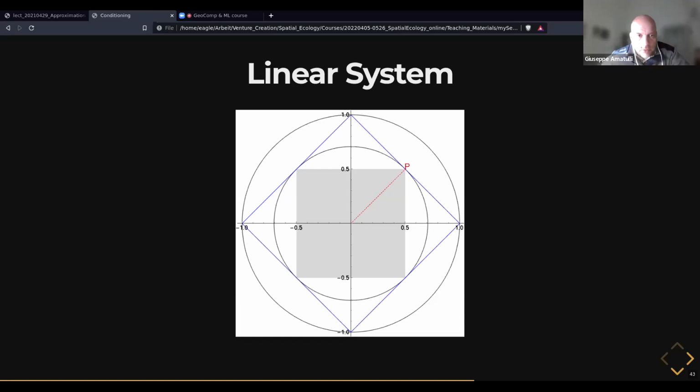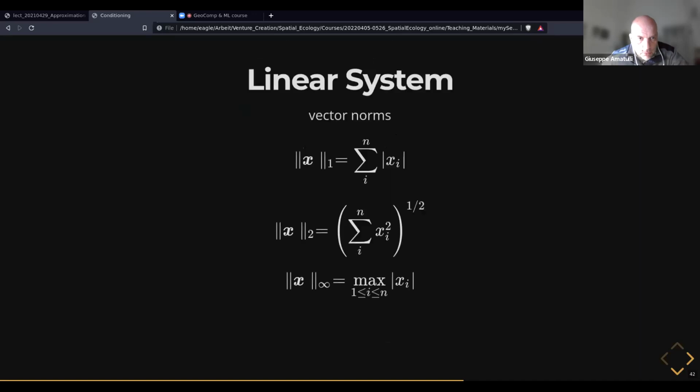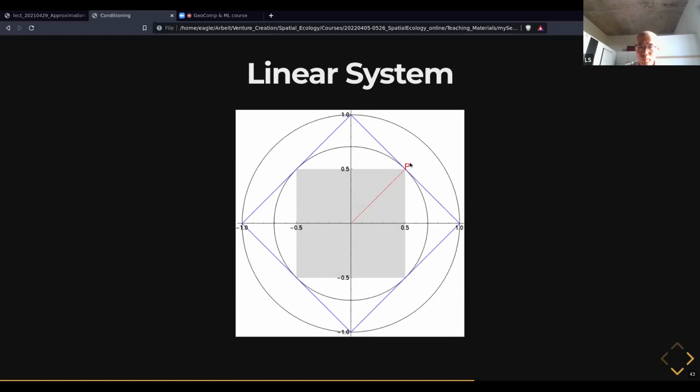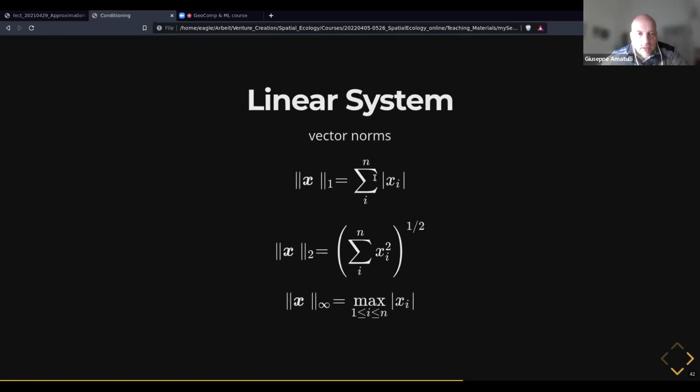So now we need to calculate the blue one. No, calculate the 1, 2 norm. Same point, P. Can you identify the 1 and the 2 on the graph?